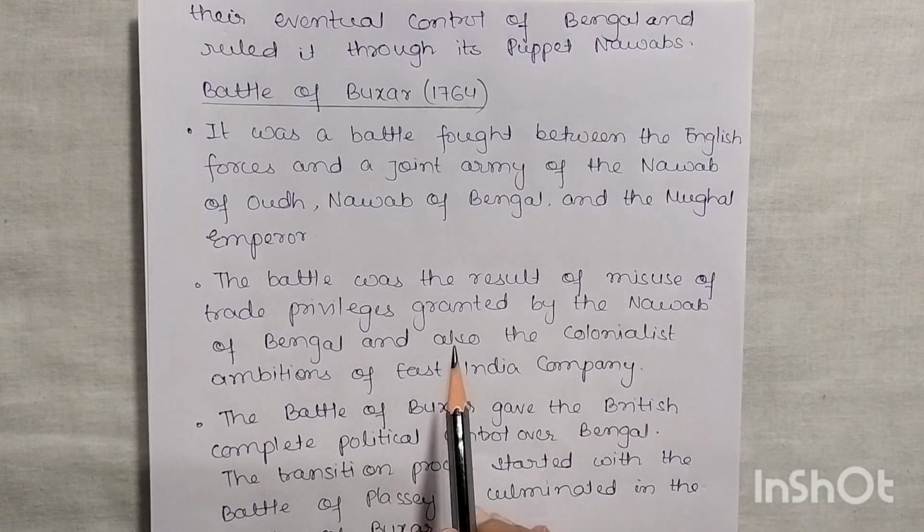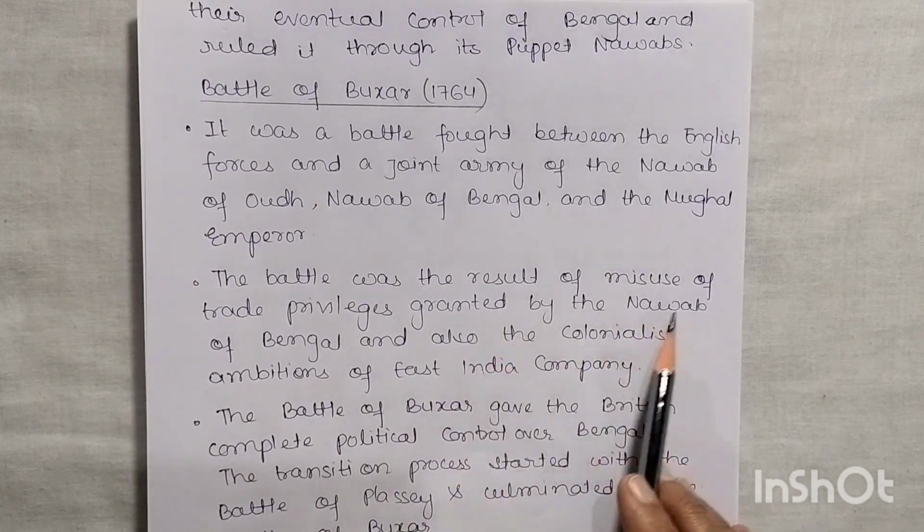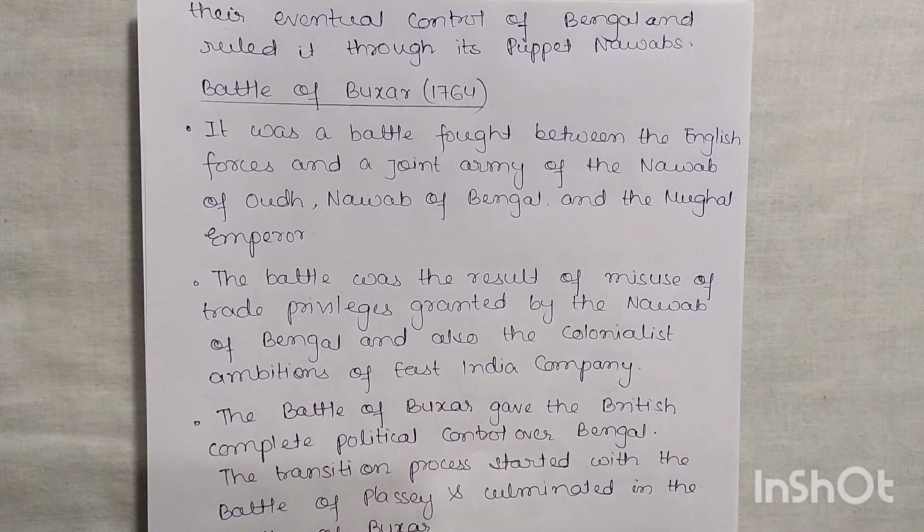Okay. So why has the battle happened? Because of the misuse of trade privileges granted by the Nawab of Bengal, who had given these privileges to the Britishers, and also the colonialist ambition of the East India Company. Now, these Nawabs of Awadh, Bengal and the Mughal Empire came to know that now the Britishers want to rule us. Okay, now they fight against the Britishers. They just understood that now exploitation is going on.